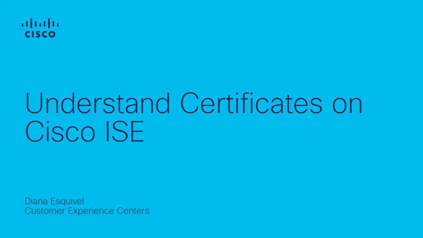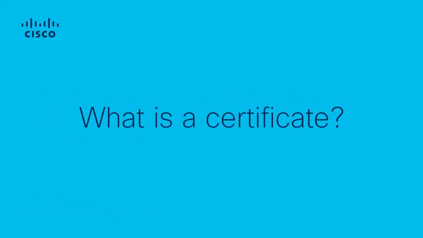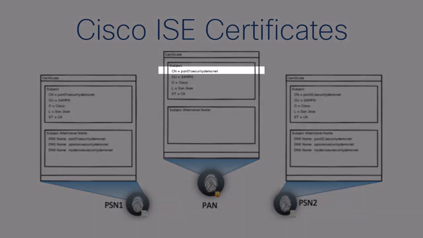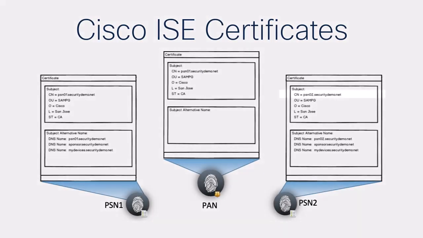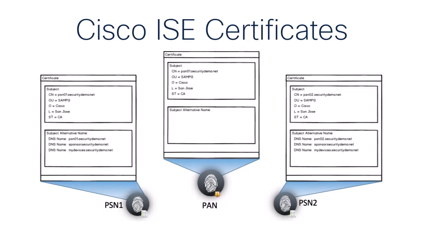The purpose of this video is to show you the different types of certificates and the way they are stored within ISE servers. The first thing that needs to be clarified is what a certificate is. A certificate is a signed document that represents an identity. It is an electronic document that identifies an individual, a server, a company, or another entity, and associates that entity with a public key.